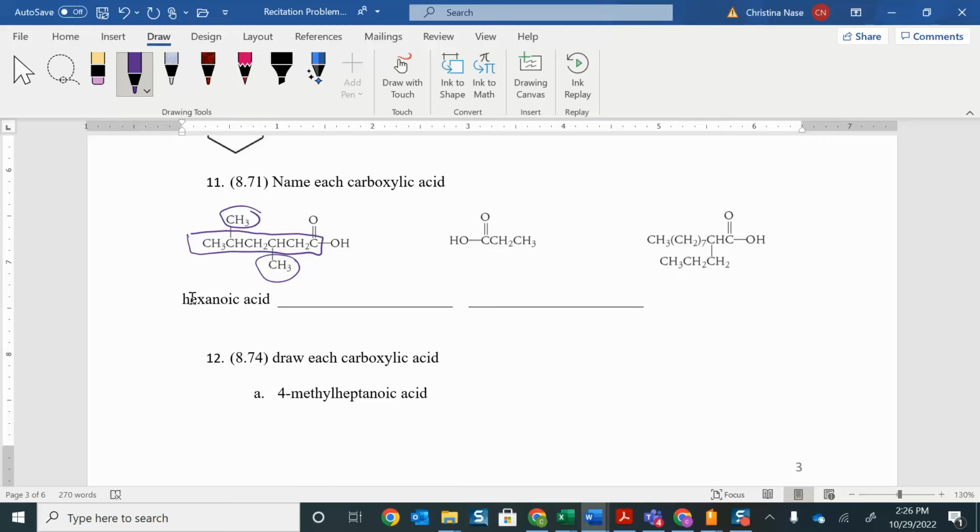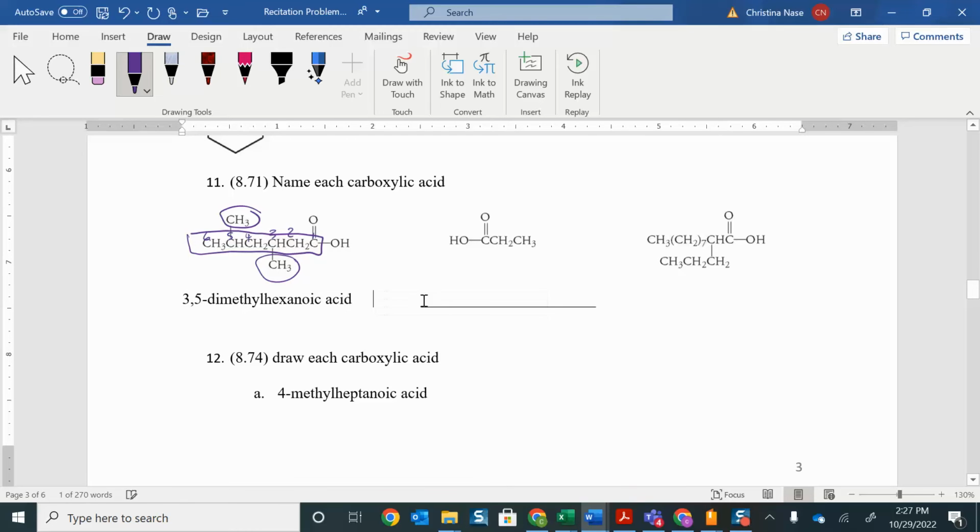And now I just have to name the substituents. I'm going to start numbering on the carbonyl carbon. That's 1, 2, 3, 4, 5, and 6. I have 2 methyl groups, so I'm going to call this dimethyl hexanoic acid, and they are on carbons 3 and 5. When you're numbering the chain, the priority is given to the carboxyl group. So we have 3,5 dimethyl hexanoic acid.